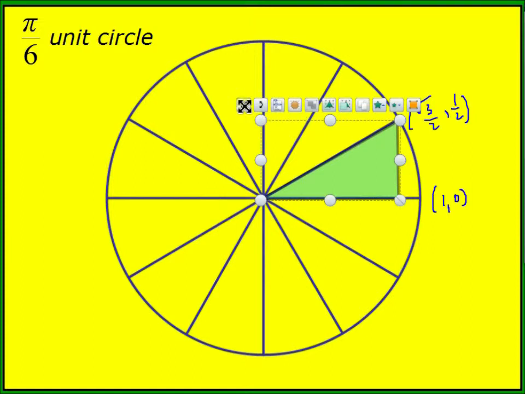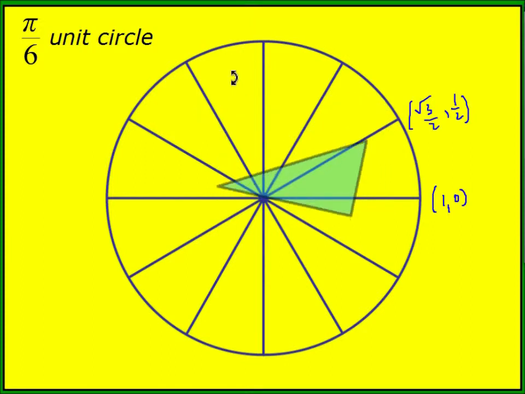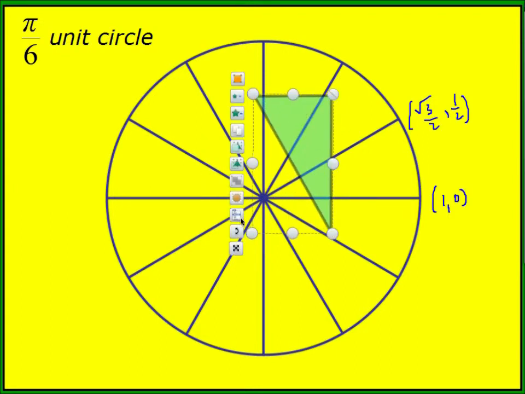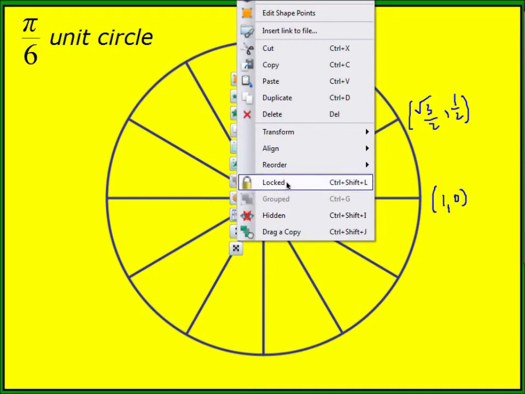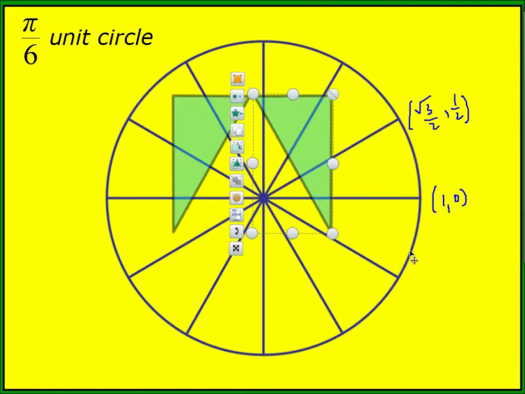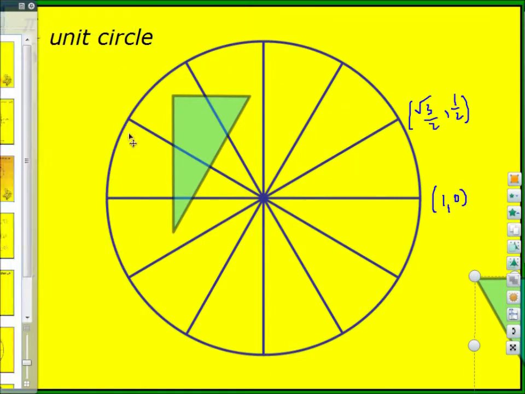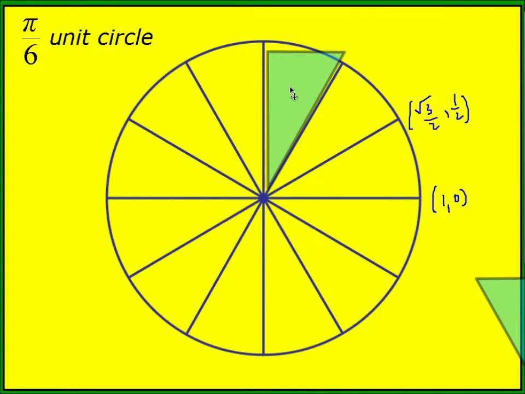I'm going to move that around. I'm going to rotate it a little bit, rotate it this way, and then I'm going to reflect it. So let's see if I can figure out how to do that. Okay, so now I've got a reflection of that triangle, and it fits right in there. So I can use that same triangle to find this second point.